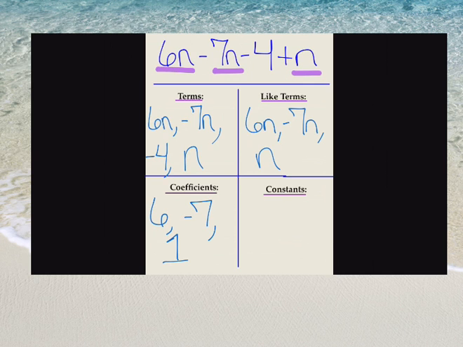Okay, last but not least, our constants. Remember, our constants are any terms that don't have a variable with it. In this case, our constant is -4. We just have 1 in this case. Sometimes there's more, sometimes there's less. All right, let's try another one.